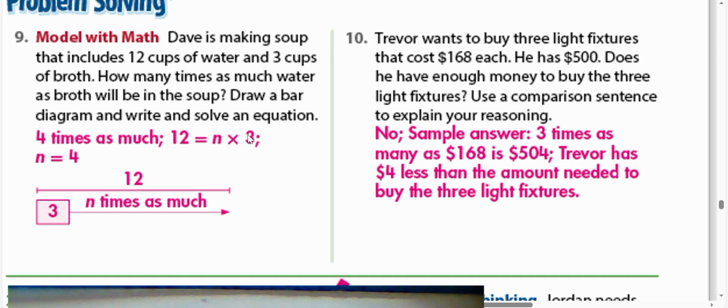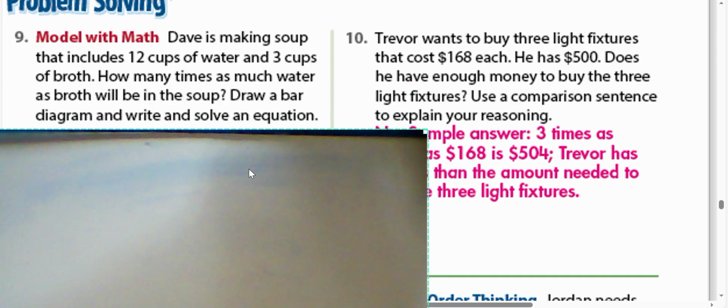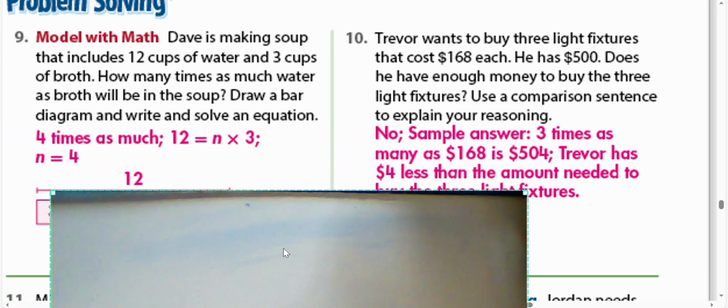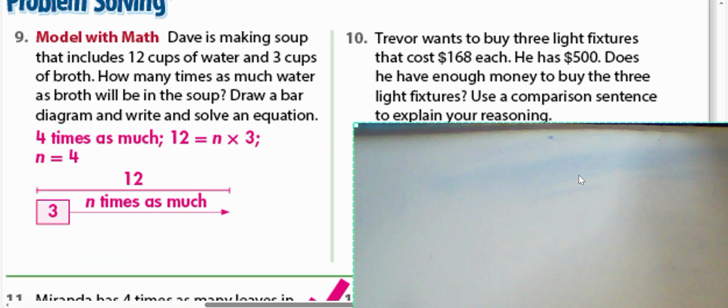Modern math. Devi is making soup. Look at her. The recipe included 12 cups of water and 3 cups of broth. How many times as much water as broth will be in the soup? Draw a bar diagram and write and solve an equation. We can write 12 divided by 3 equals 4. You can use a bar model like this and divide 12 by 3 equals 4.